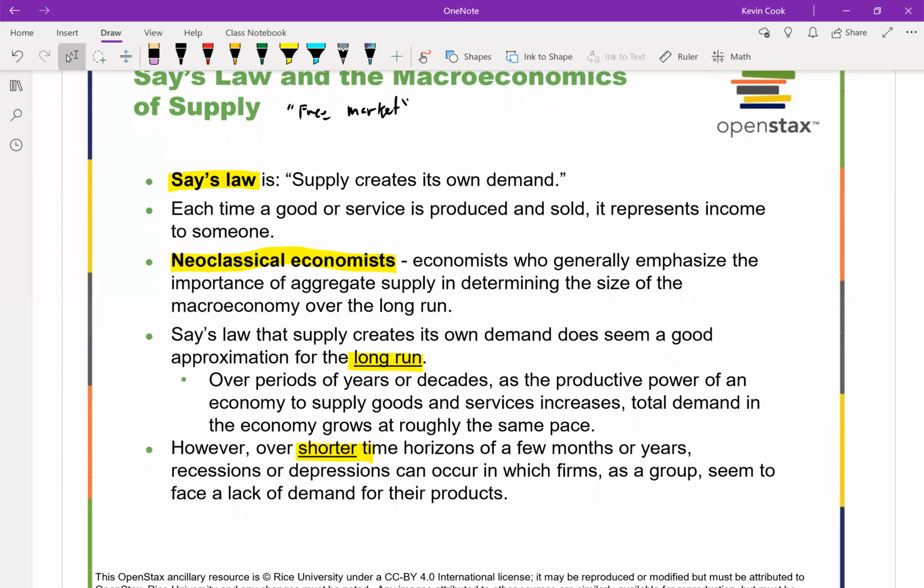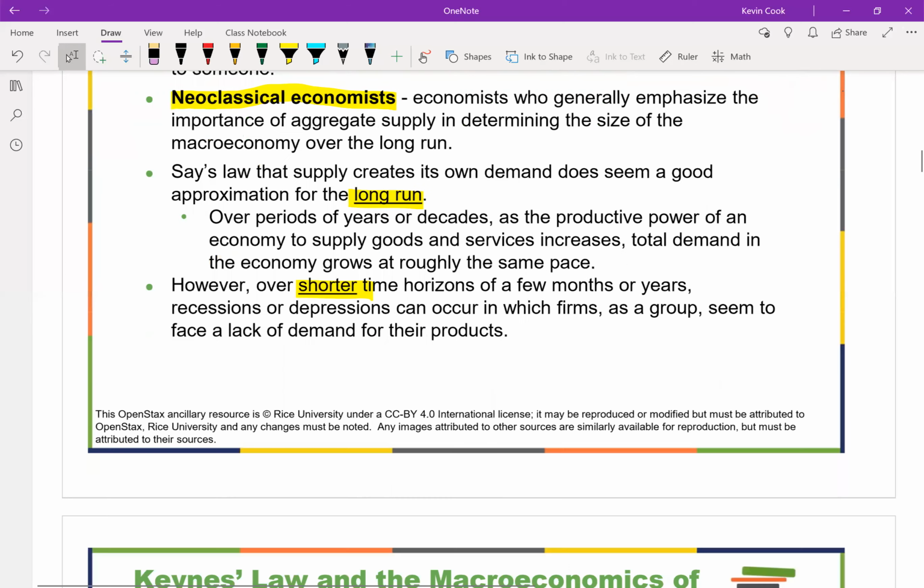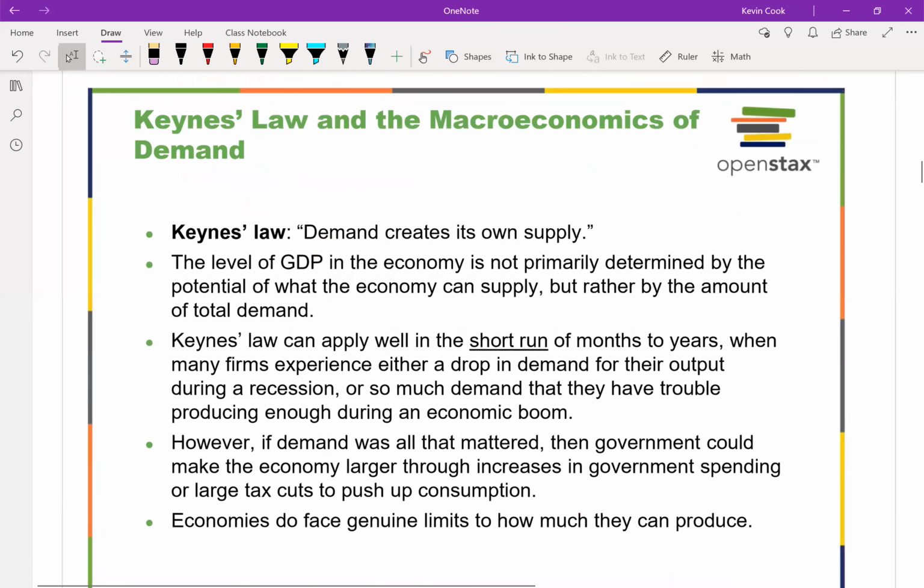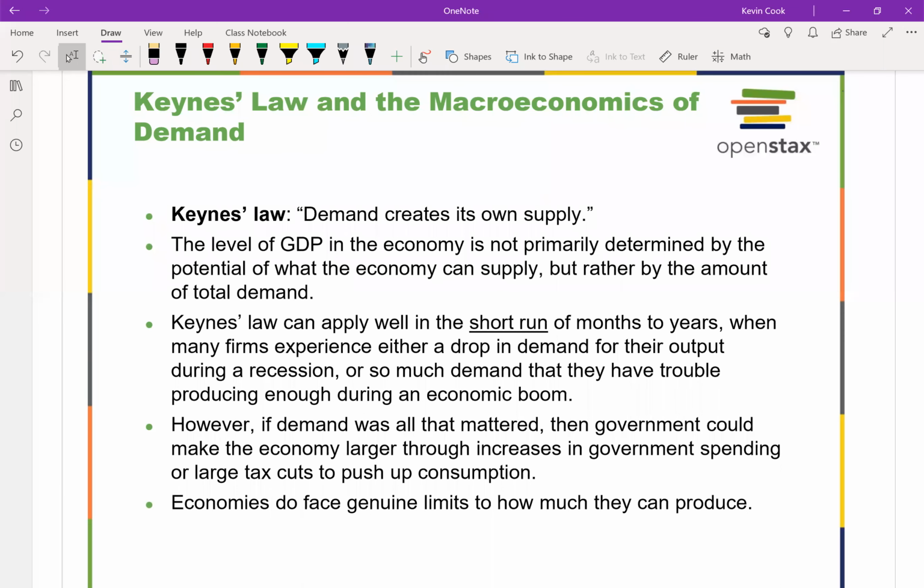But the key thing is, in the long run, a lot of people are going to be on the supply side. A lot of people are going to be more with the neoclassical mindset. Whereas in the short run, depending on economic conditions, people may be more likely to take a shift away from this and move into the other side, which is called demand side economics, or what we're going to get into is called Keynes' law.